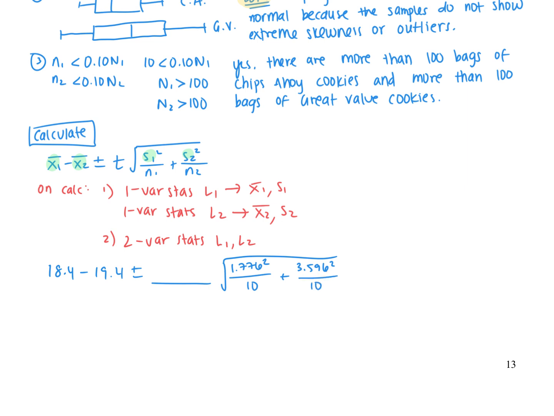Last thing we need is t. So to remind you, to find that t, we look on the table. 99% confidence, 9 degrees of freedom. So I already did that for us, and you get 3.250.